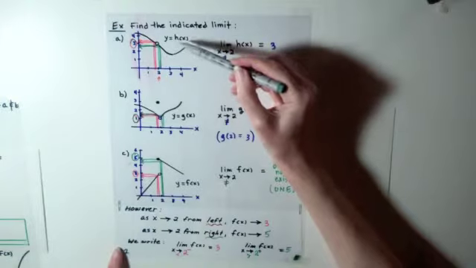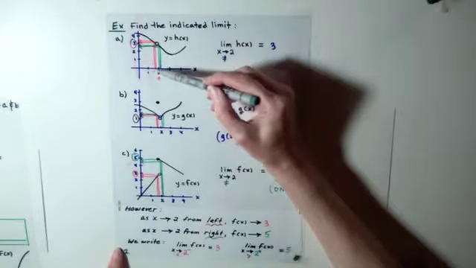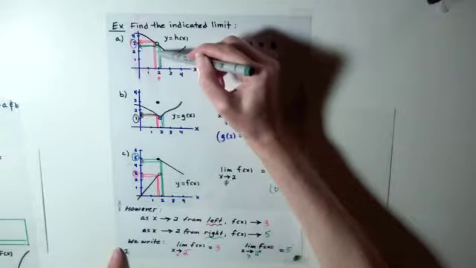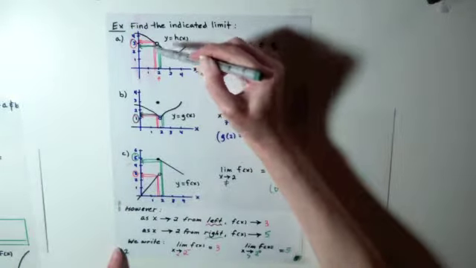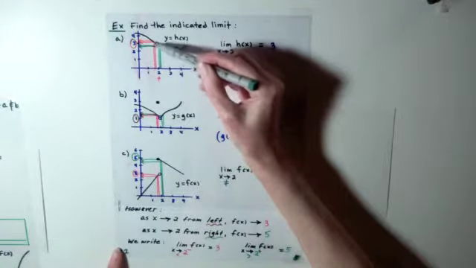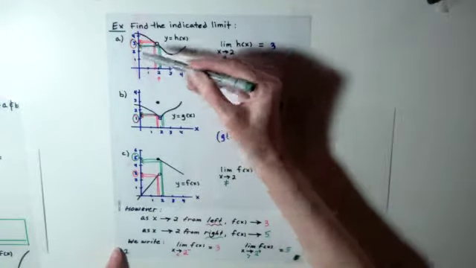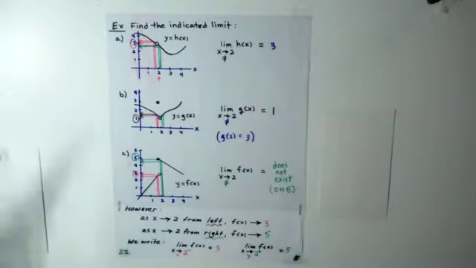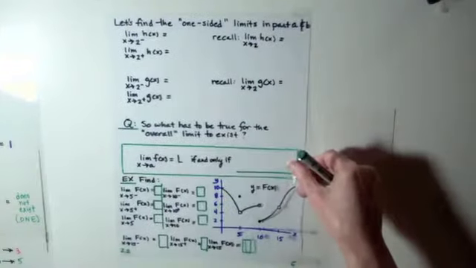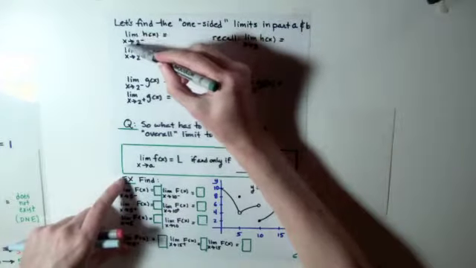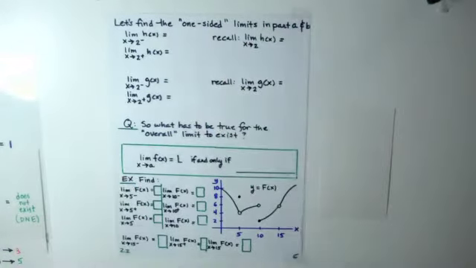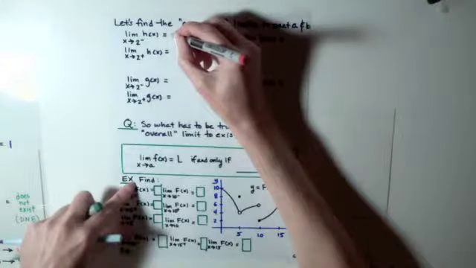Let's see if we can find the limit from the left of h of x. That means we are only looking at these red input lines here, and notice that as x gets close to 2 from the left, my outputs were getting closer and closer to 3. So if I asked you to find the limit as x approaches 2 from the left of h of x, we would say that that limit is equal to 3.